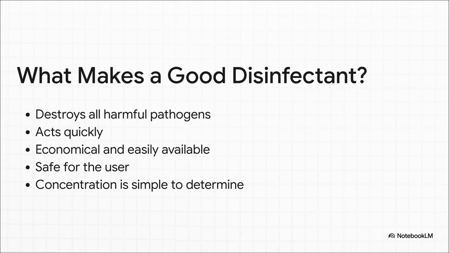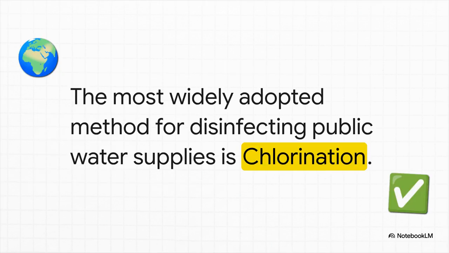So what makes a perfect disinfectant? Well, it's a tricky balancing act. It has to be absolutely lethal to pathogens, but totally harmless to us. It needs to work fast, it needs to be cheap and easy to get, and you've got to be able to easily measure how much of it is in the water. And the one method that has fit that bill for over a century, the one used all around the world, is chlorination. Adding chlorine to water is the absolute cornerstone of modern water disinfection.